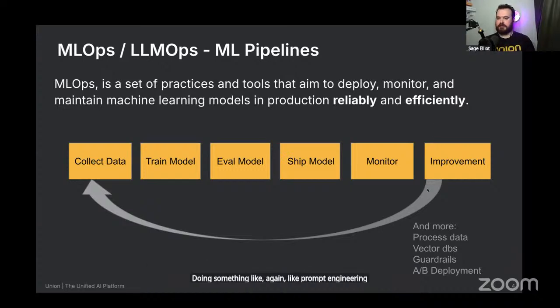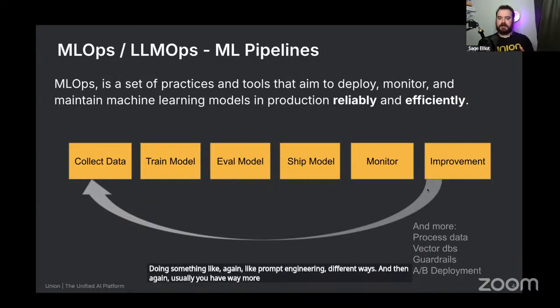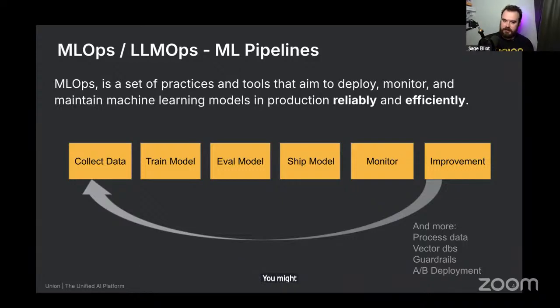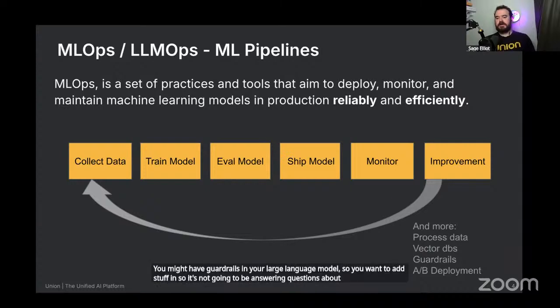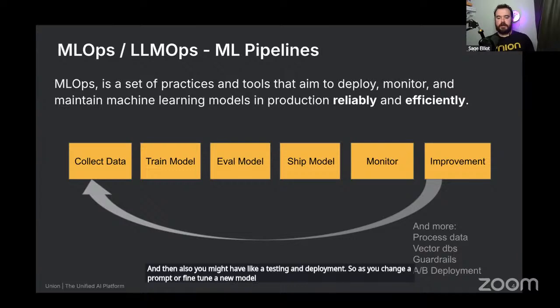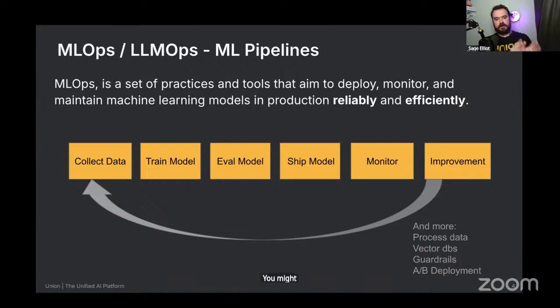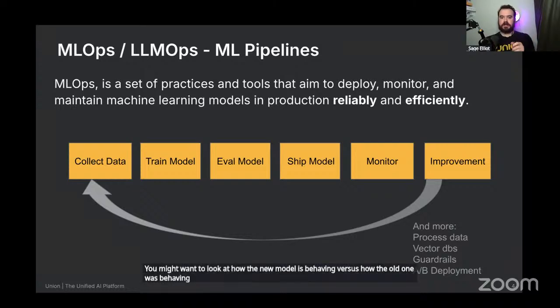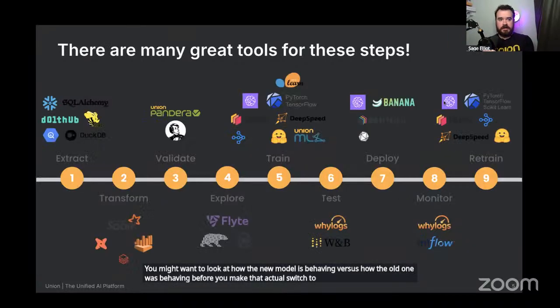And then usually you have way more in your pipeline. You want to process data, you might have vector databases, you need to create embeddings from data. You might have guardrails in your large language model, so you add stuff in so it's not going to be answering questions about stuff you don't want it to. And then you might also have A/B testing and deployment. As you change a prompt or fine tune a new model and put it on production, you might want to look at how the new model is behaving versus how the old one was behaving before you make that actual switch to putting the new model in production.